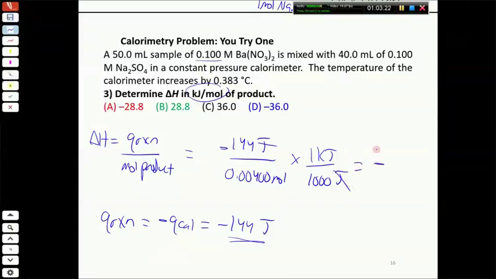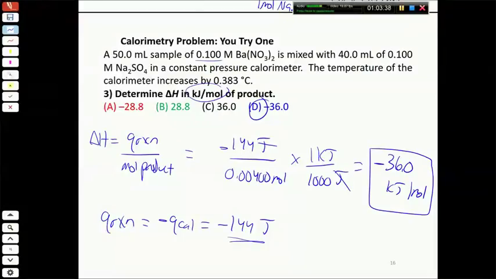So that comes out to minus 36 kilojoules per mole, which is choice D. Alright, so those are the series of steps we're going to typically have to do if we want to find delta H for a chemical reaction using calorimetry.